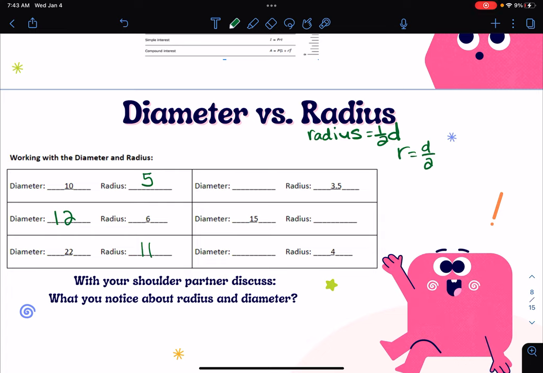Okay, so go ahead and try the 3 on the other side on your own. So you have a radius of 3.5, and then diameter of 15, and a radius of 4. What would be the missing measurements? Okay. And then if your shoulder partner is on the same part you are on, discuss with them what you notice about radius and diameter. Okay, so I kind of gave you a hint there, so tell them what you notice.